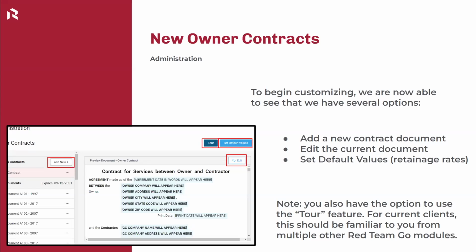At the top of the left side menu, I have the option to add new. If I click on add new, it's just going to create a new document for me based on the boilerplate, on the default contract that's in the system.